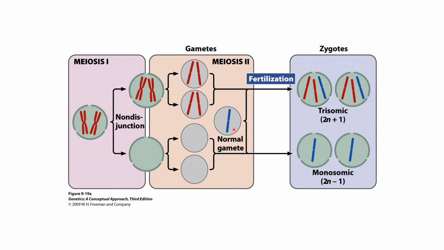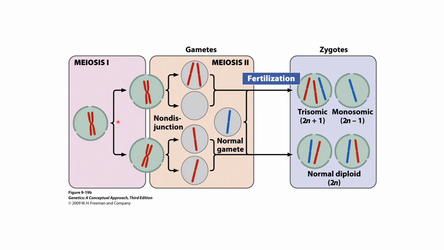In case the normal gamete fertilizes the gamete with no copies from the red parent, monosomic zygotes are formed. That is, no chromosomes from the red parent and just one copy of the chromosome from the normal parent. So this is an overview of how aneuploidy is formed. In the earlier example, we saw non-disjunction in meiosis 1, which led to two copies in one of the cells and no copy in the other cell.